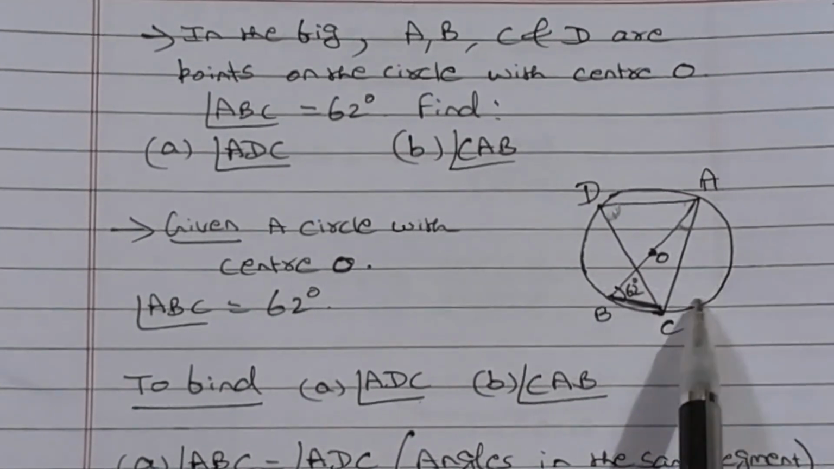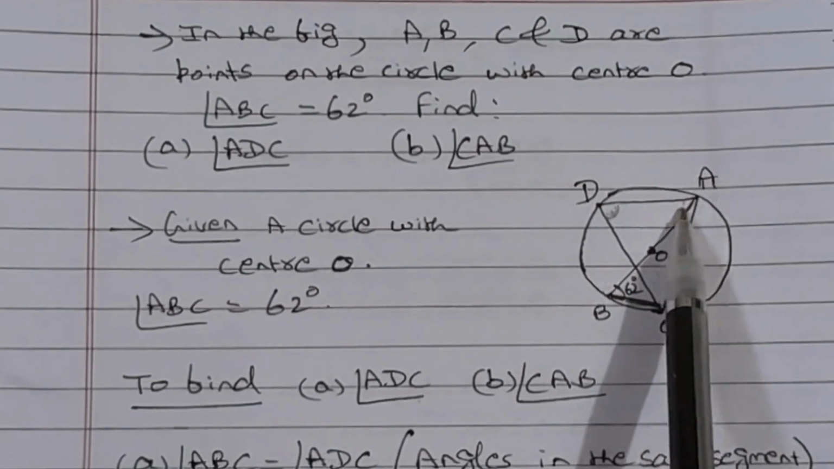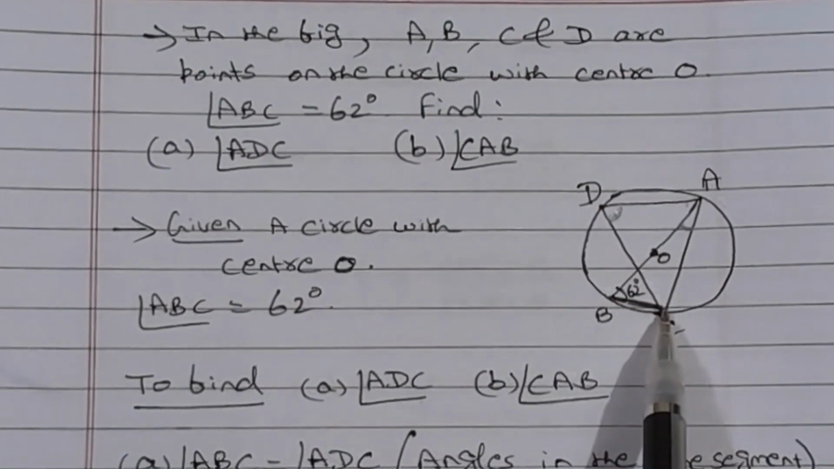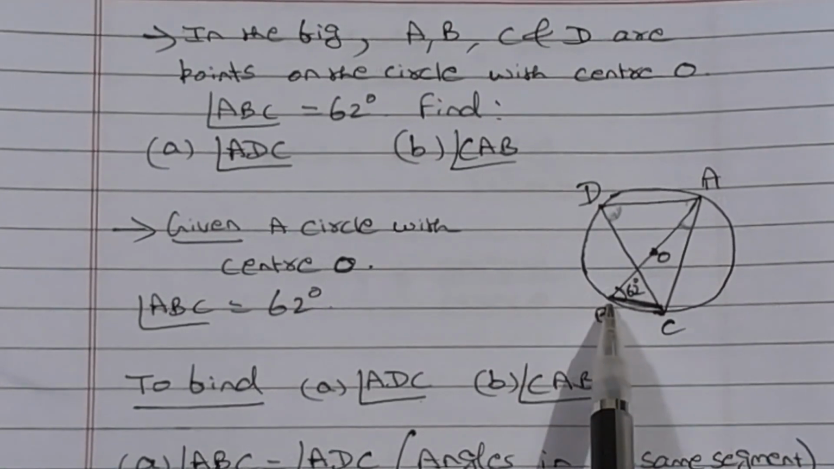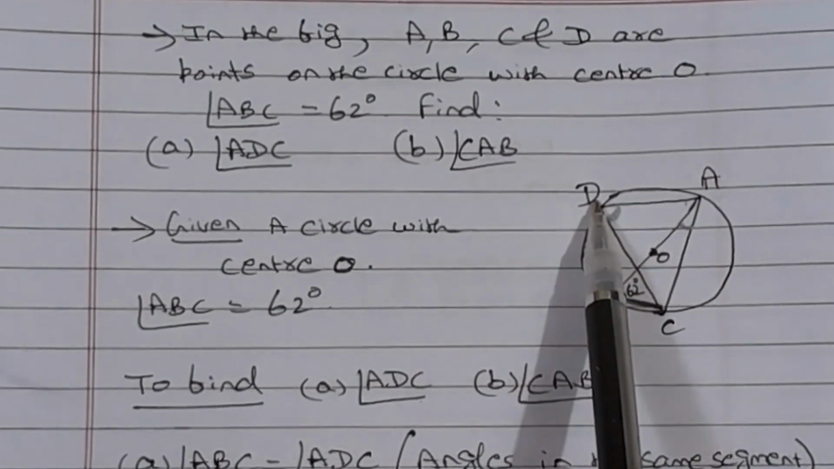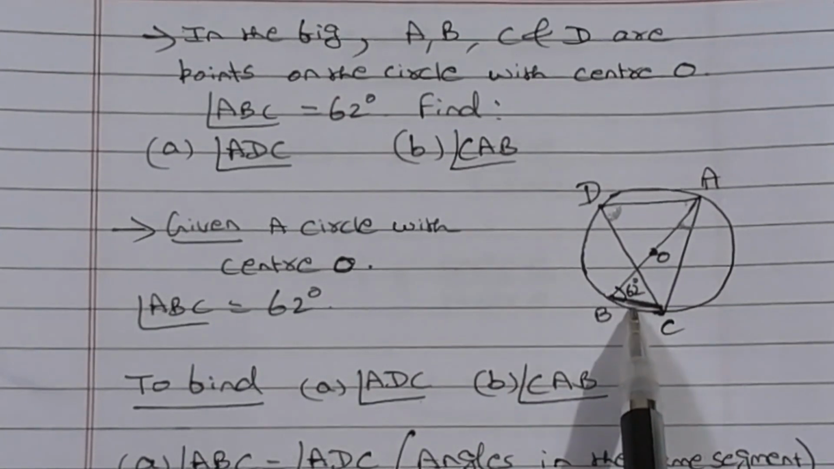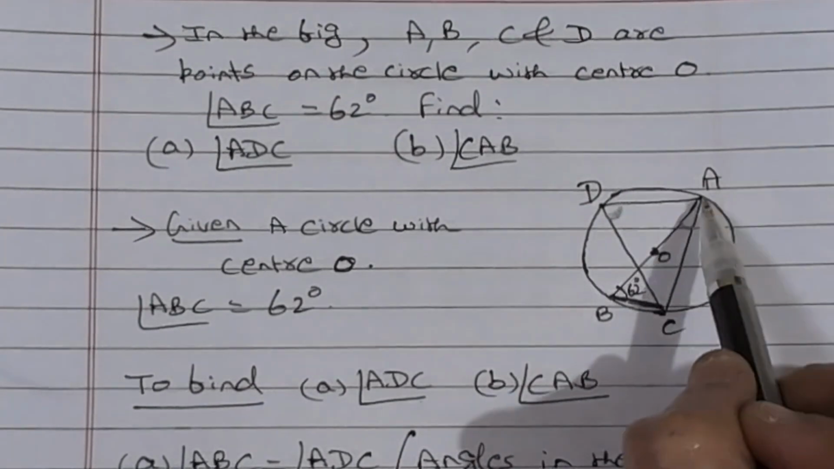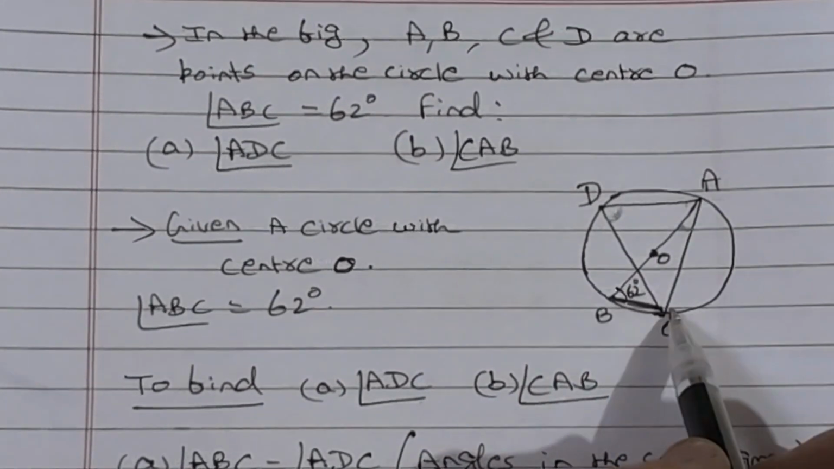Now if you can see the figure, the same arc AC is also making angle ABC at the circumference. So both angles are formed from the same arc and both are made at the circumference, that means you will use angles in the same segment. In circles, always see which arc is subtending the angle.